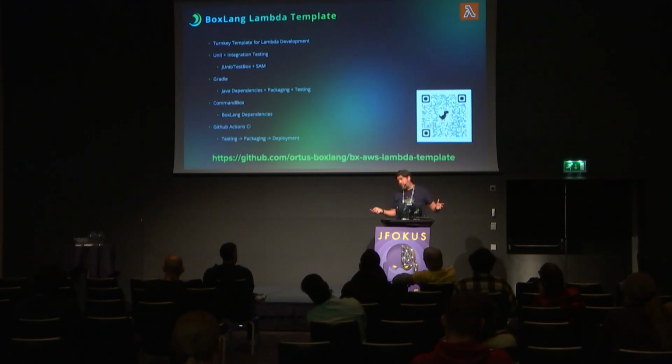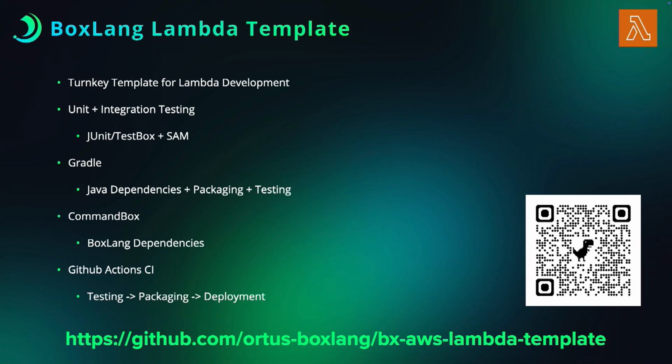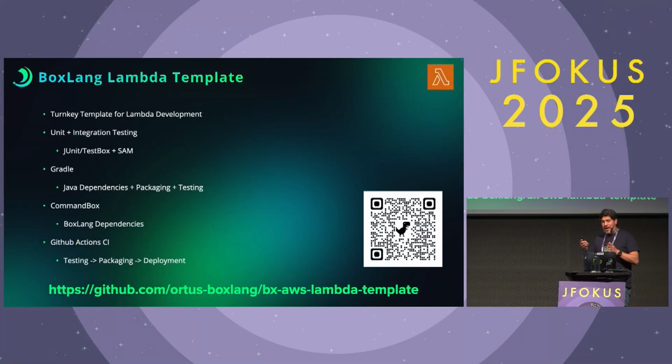Now, everything that we've learned through the whole year of working with this, we put together into a template. The template is open source and available for you to use. It's really just a turnkey template for Lambda development. We're huge into testing. Obviously, we've built a lot of testing frameworks. So unit and integration testing is available already on the template, with JUnit and our own framework, TestBox. It has SAM integration as well. We've actually built the JSON files for you and the YAML. It has Gradle integration right now for your Java dependencies, for packaging, and for testing as well.